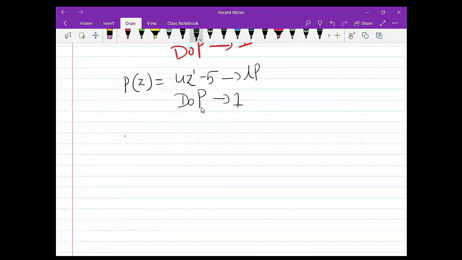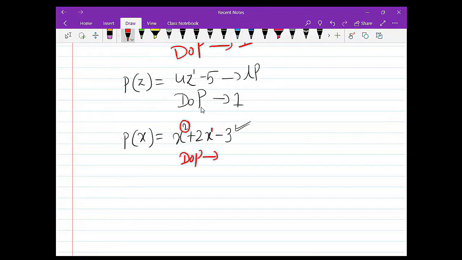See, if there is a polynomial p of x like x square plus 2x minus 3. Simply see this polynomial. What is the highest power of the variable here? Here the power of the variable x is 1. Here the power of the variable x is 2. Then this is the highest power of the polynomial, so the degree of this polynomial is 2. See next example.